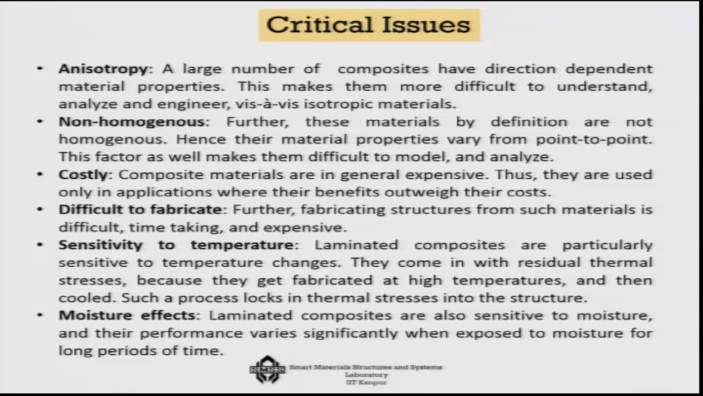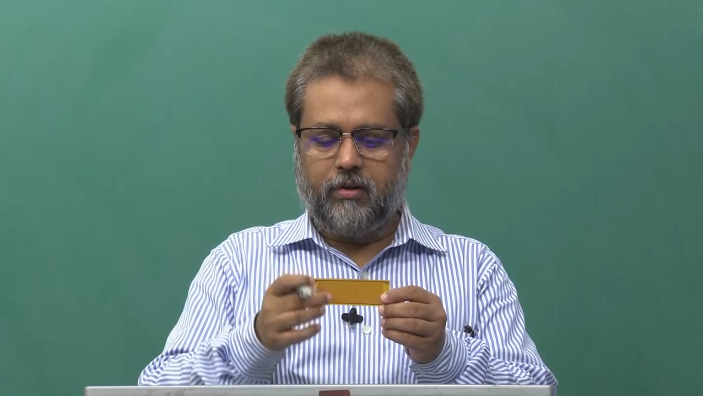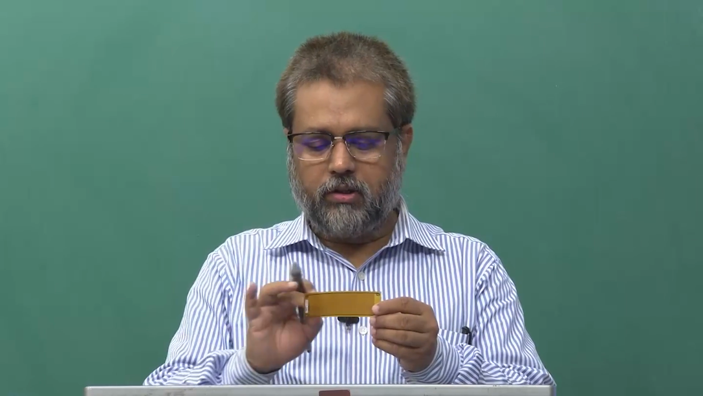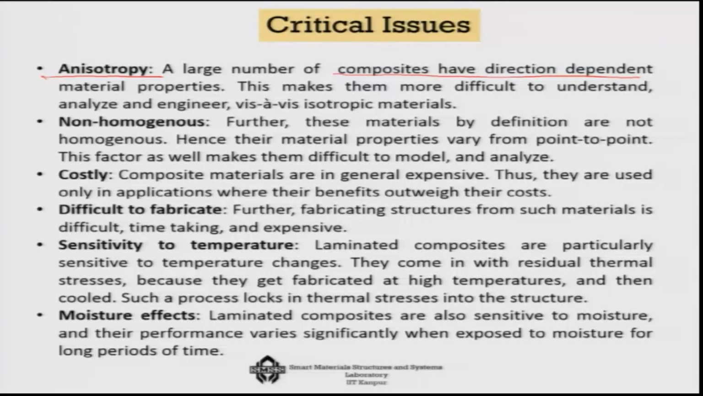What are the critical issues here? Okay. We have to cross some of these hurdles when we will be actually modeling this system. The first and foremost important issue is the anisotropy, because a large number of composites have direction dependent material properties. Say for example, in this particular composite system, we have shown the fibers. This is the fiber direction, along this direction it has a different property, and along the transverse direction it has a different property. So, the anisotropy is a very important aspect, this is the most important one.